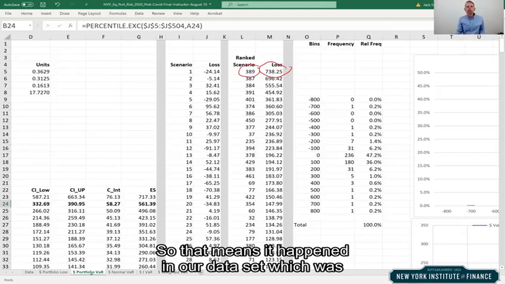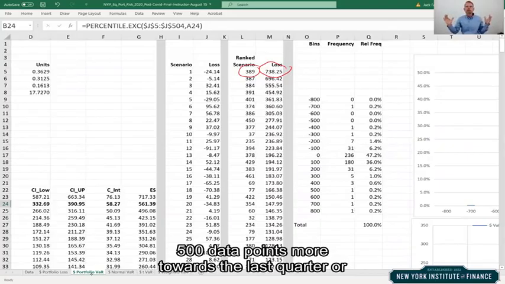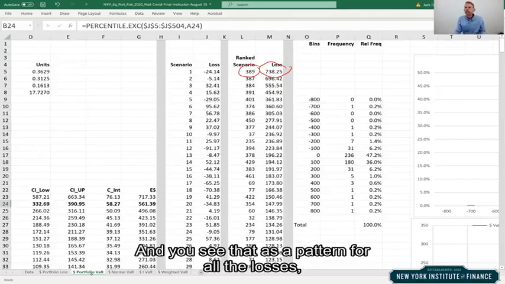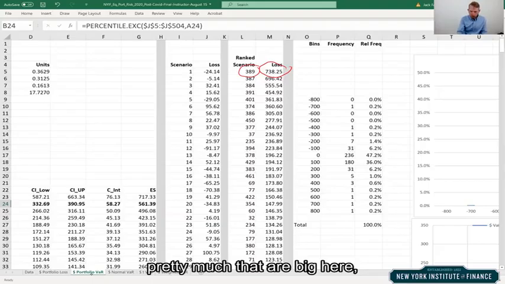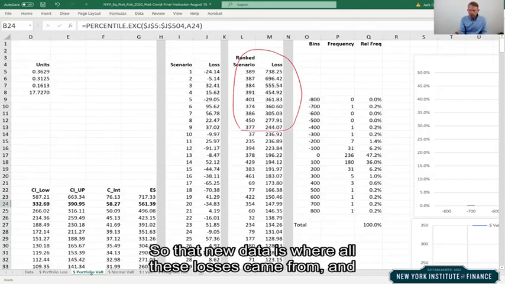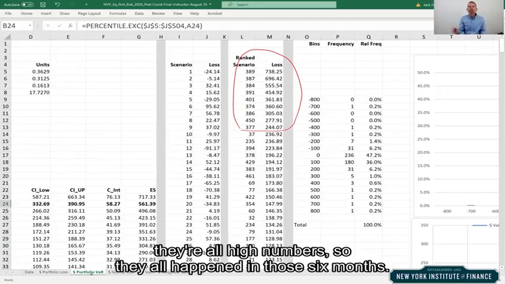So that means that it happened in our data set, which was 500 data points, more towards the last quarter or in that last 6 months of the data. And you see that as a pattern for all the losses pretty much that are big here. They all pretty much happened in the final 6 months. So that new data is where all these losses came from. They're all high numbers, so they all happened in those 6 months.